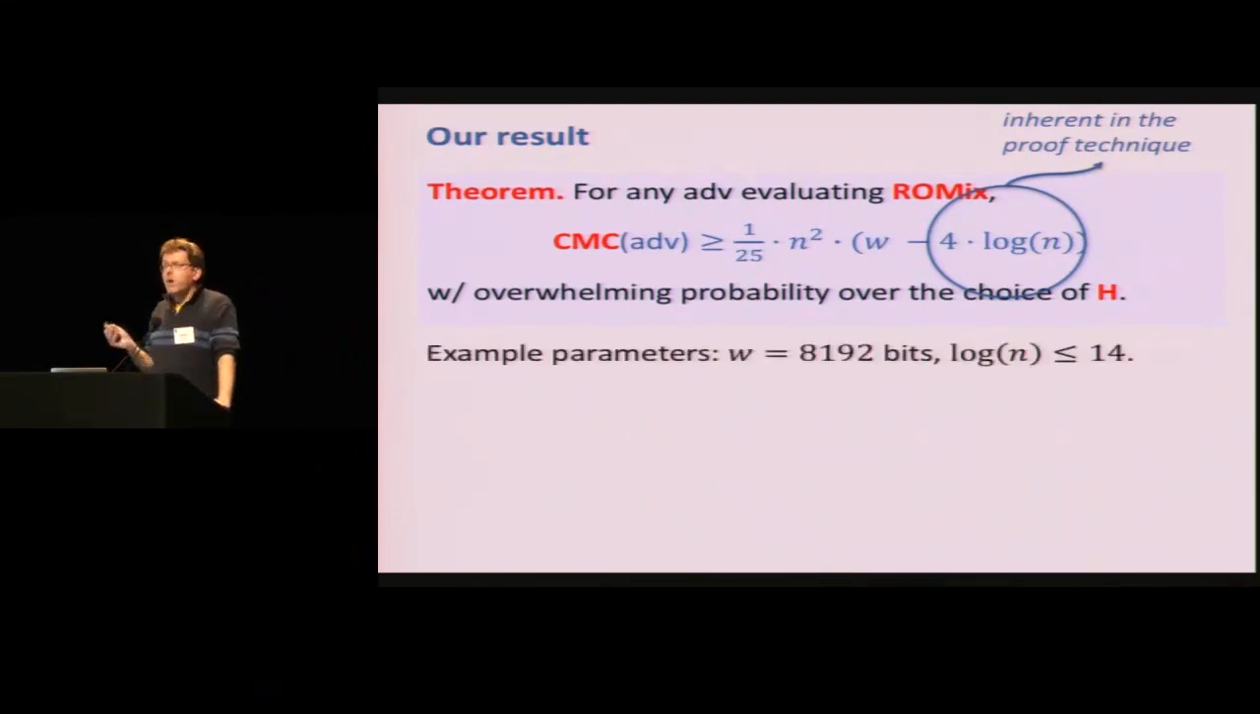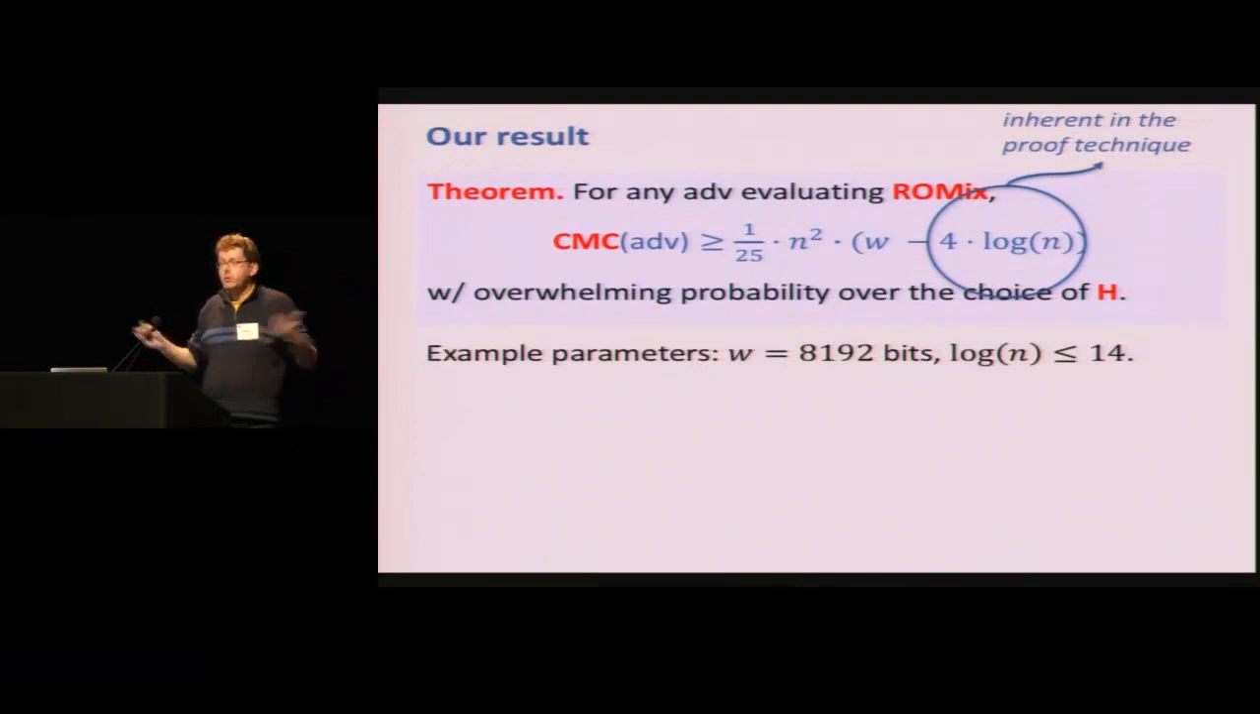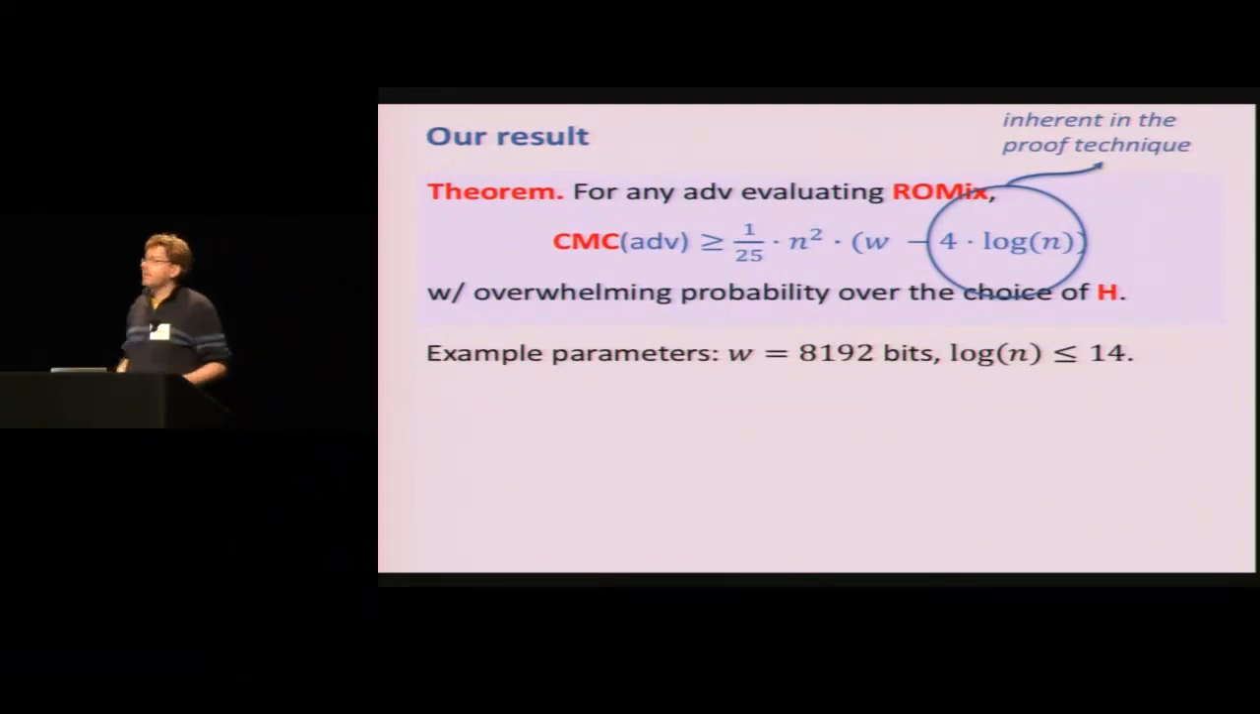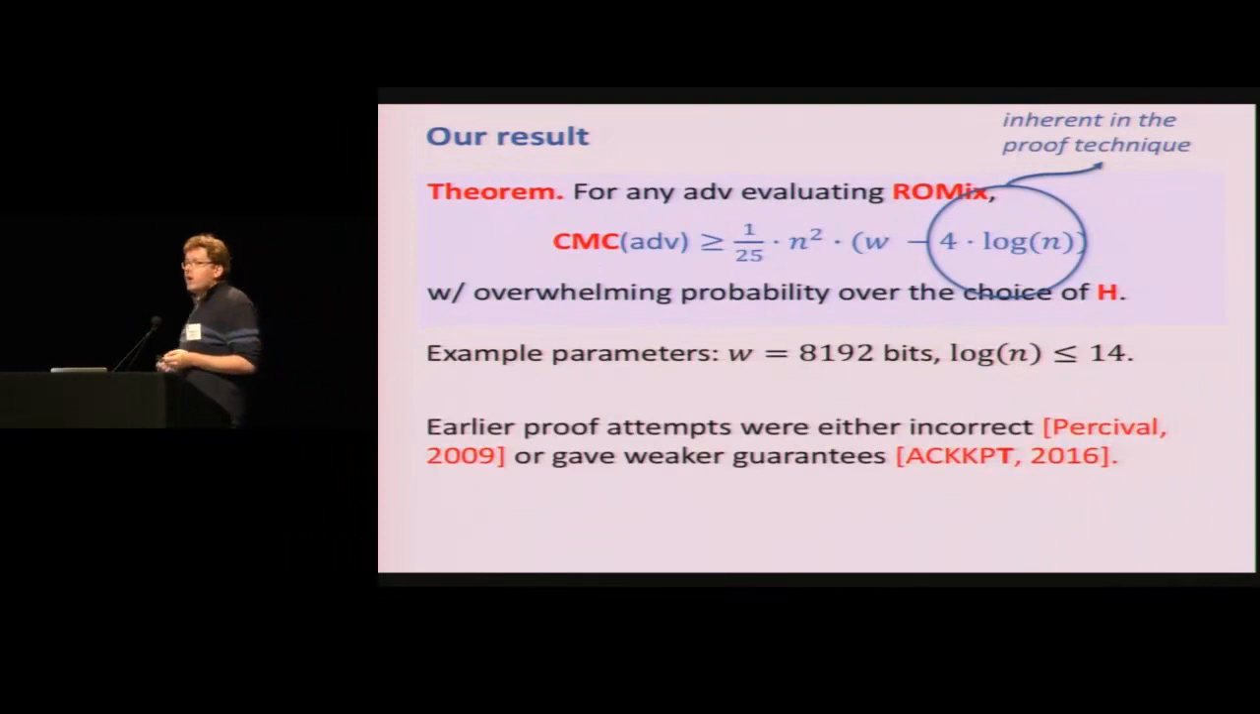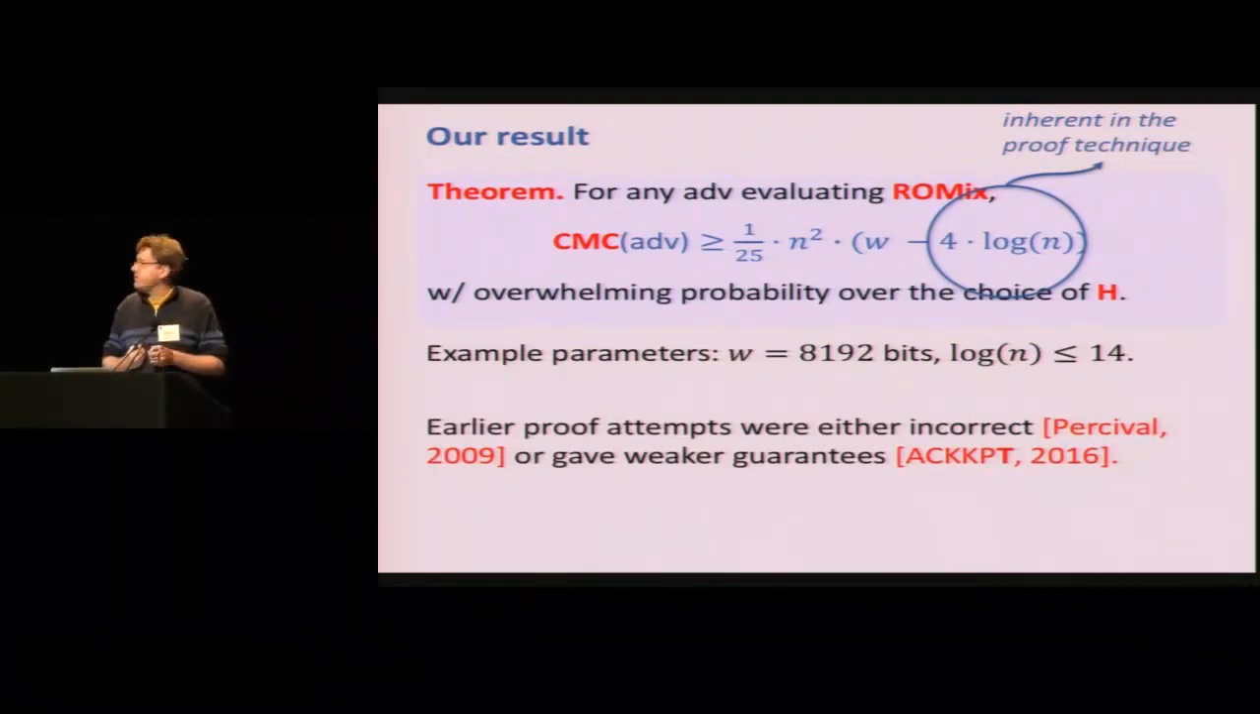But note that it's not a big problem if you're concerned about a concrete parameter, especially because typically w is quite huge, something like 1 kilobyte at least. And log n should be at most 14, so you should not really be concerned too much about that for log n. Okay? Also note that despite the simplicity of this result, this is really not something easy to get.